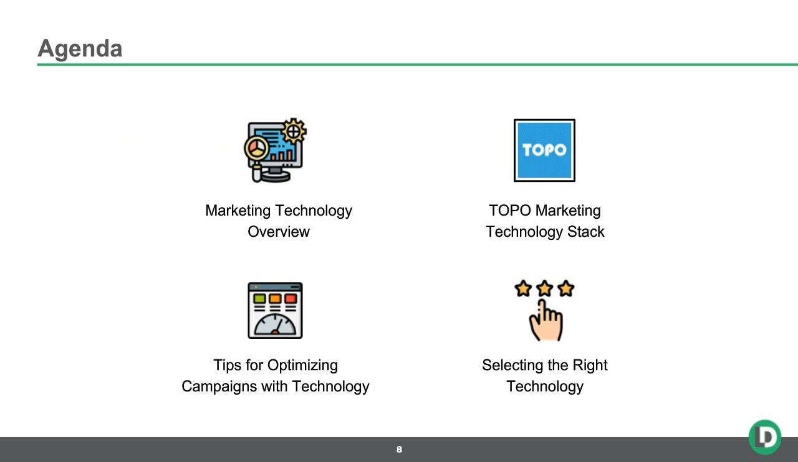So today we're going to cover 4 things. We're going to talk about the state of marketing technology. We're going to take a look at Topo's marketing technology stack. I'm going to walk you through some tips for optimizing campaigns, and then I'm going to leave you with some guidelines or best practices on selecting the right technology.